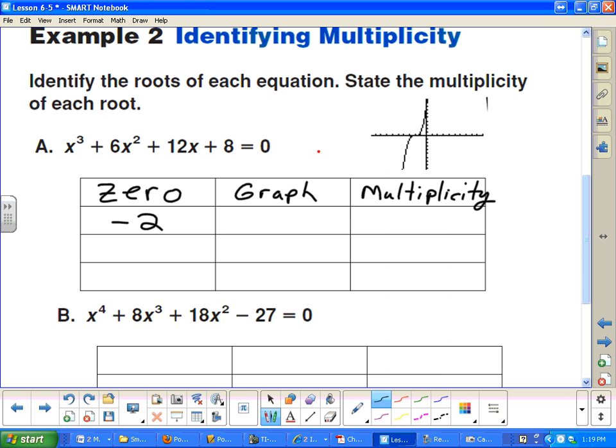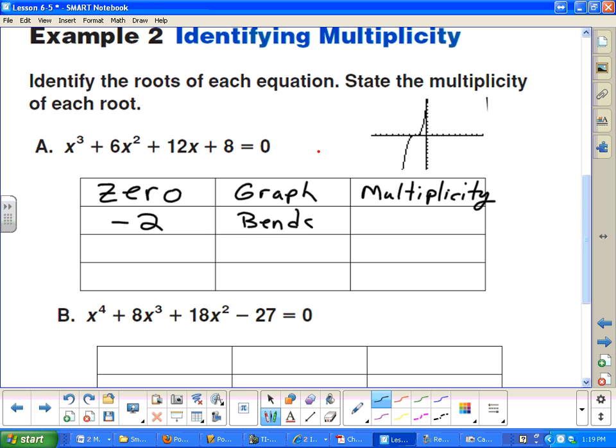Okay. What's the graph doing there? So the graph is going to do one of 3 things. Either it goes through, crosses the x-axis, it touches the x-axis and goes back the other way, or it bends. Those are the only 3 things that could happen. Goes through or crosses, touches, or bends. What does this one do? Okay, it bends.